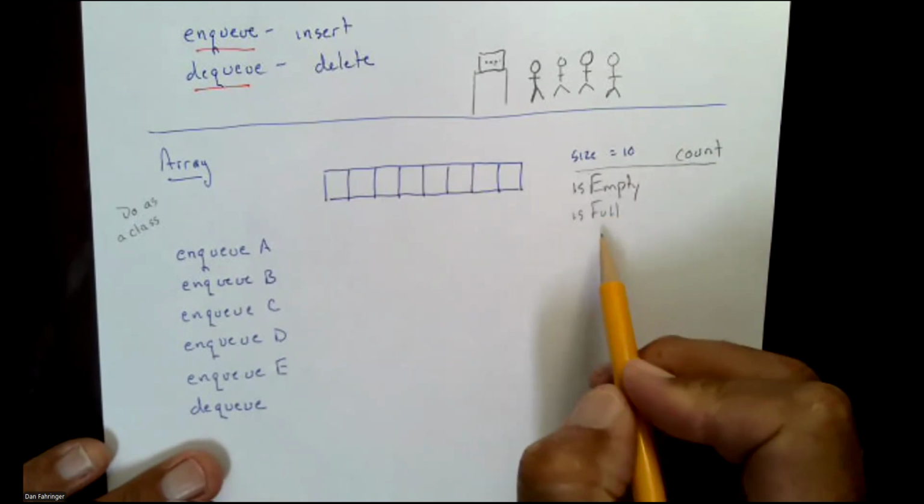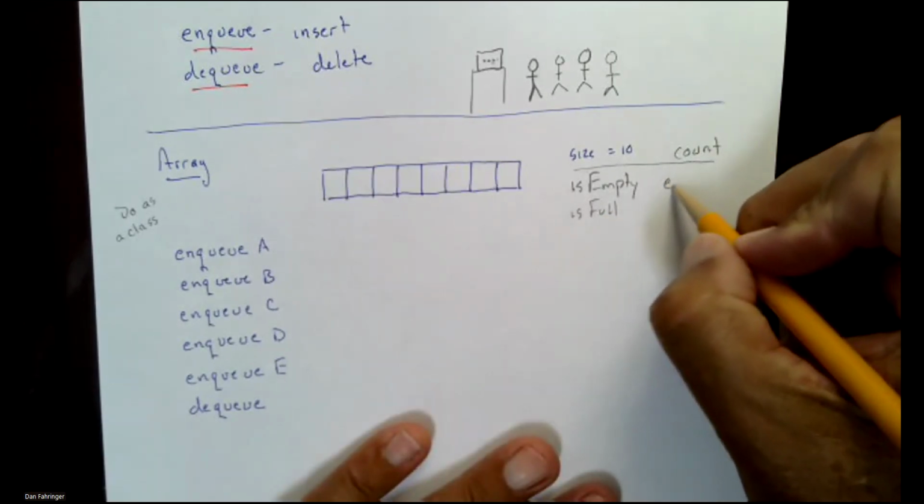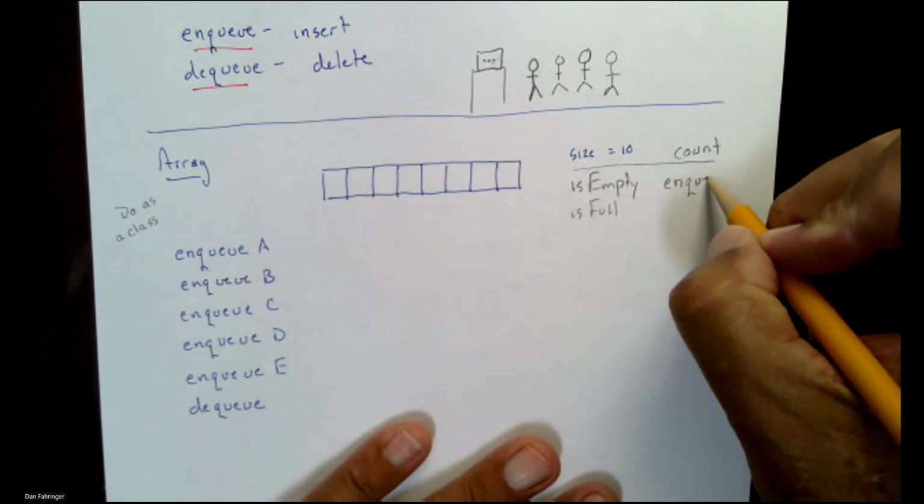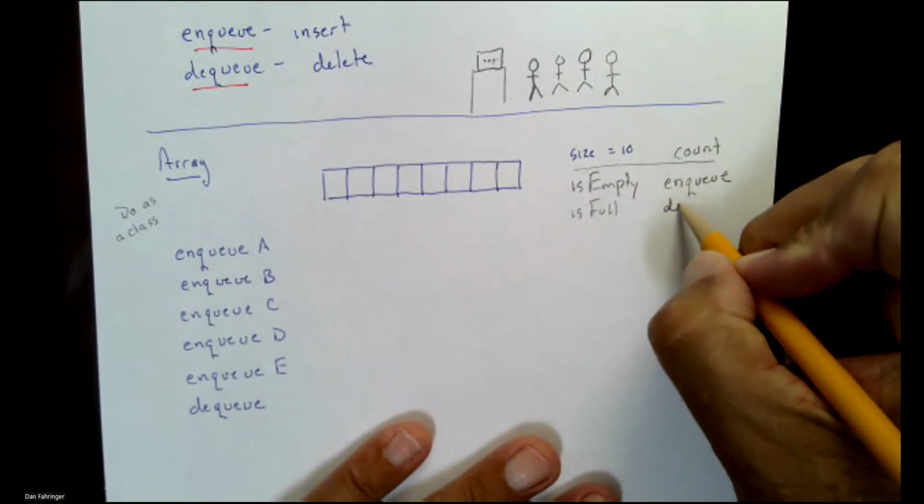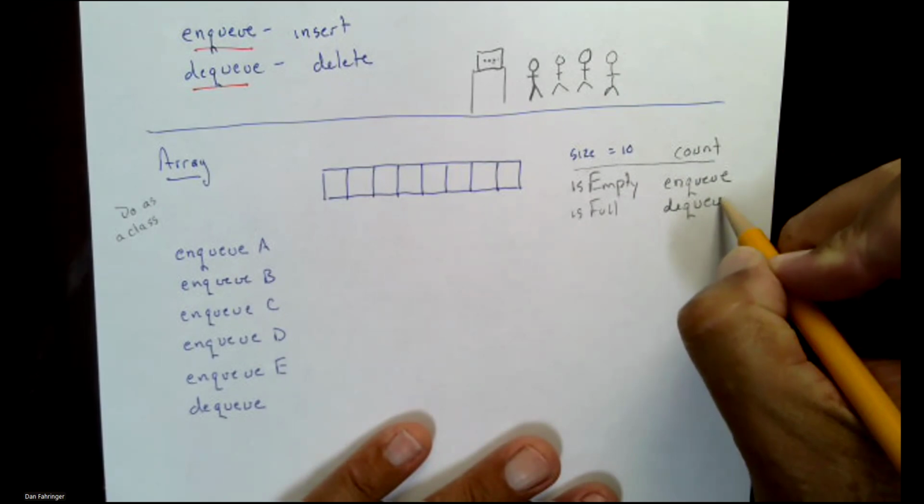So we had some variables, we had a couple of functions. We now know we're going to have a function called NQ and a function called DQ.